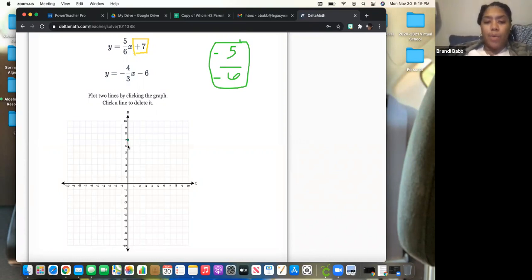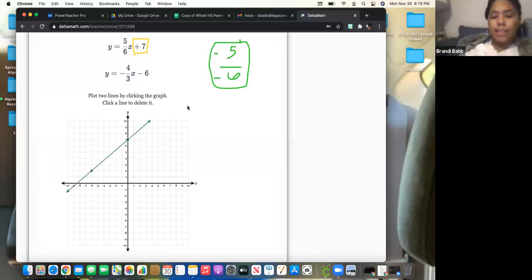So here, 1, 2, 3, 4, 5, and then over 1, 2, 3, 4, 5, 6. And then that is my line. And as you can see, it is still a positive line. So that's just a little trick. You have to know if your line is going to go too far off the graph, then you'll just change the signs and go in a different direction.